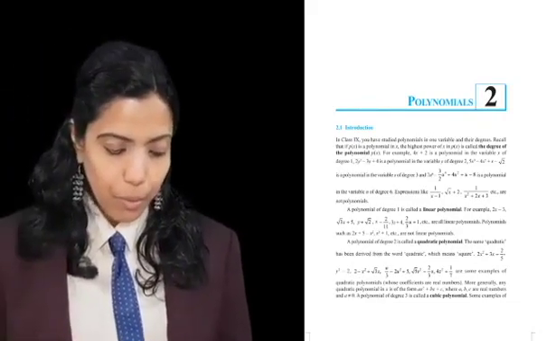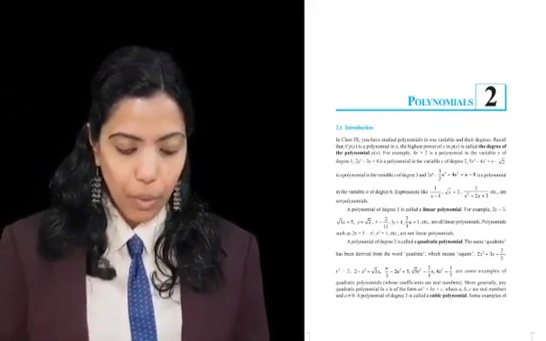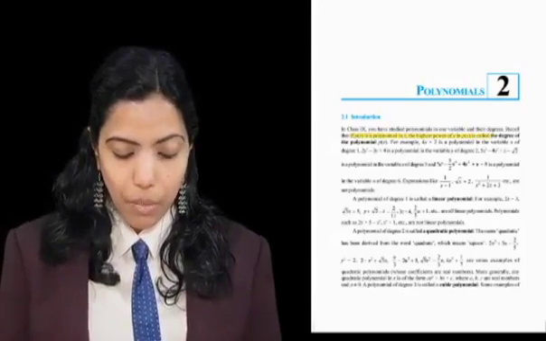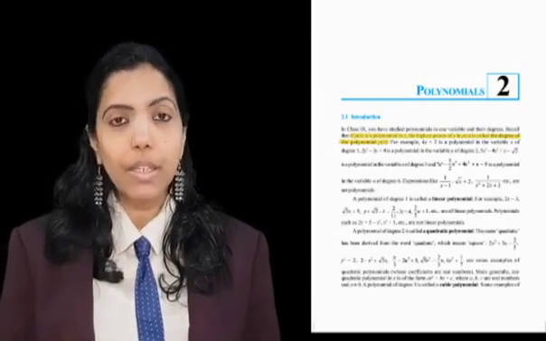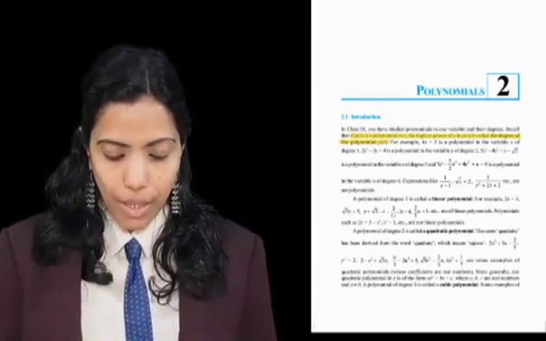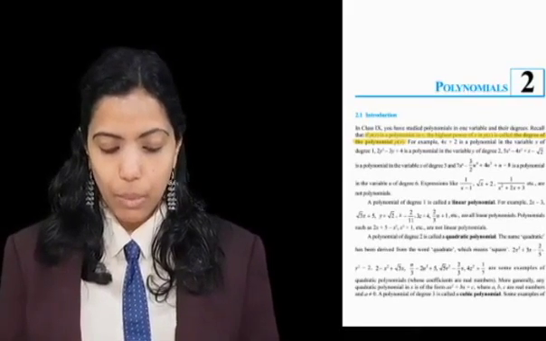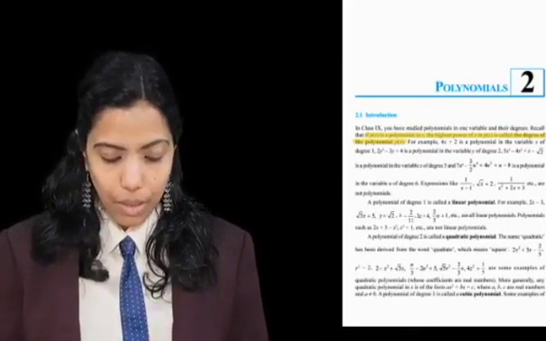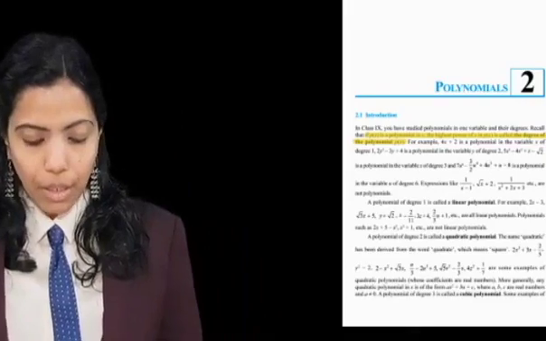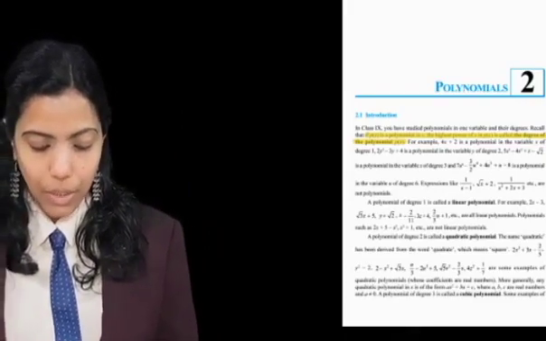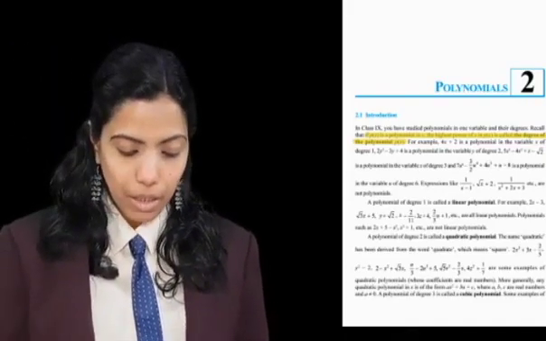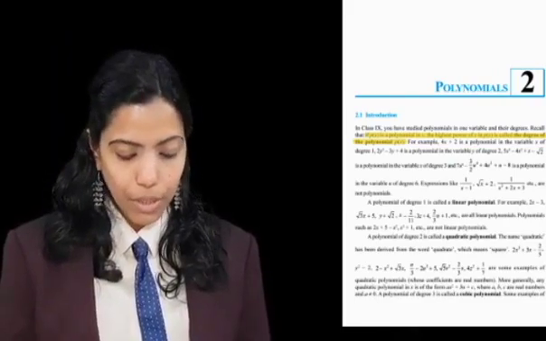The very first point for you, if p of x is a polynomial in x, the highest power of x in p of x is called the degree of the polynomial. For example, 4x plus 2 is a polynomial in the variable x of degree 1. 2y square minus 3y plus 4 is a polynomial in the variable y of degree 2.